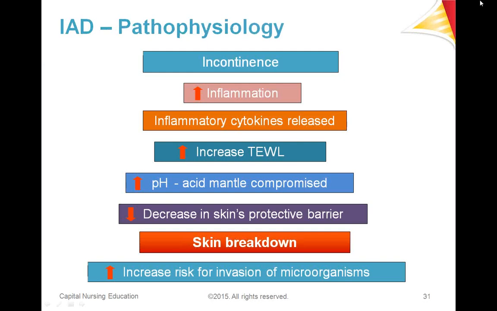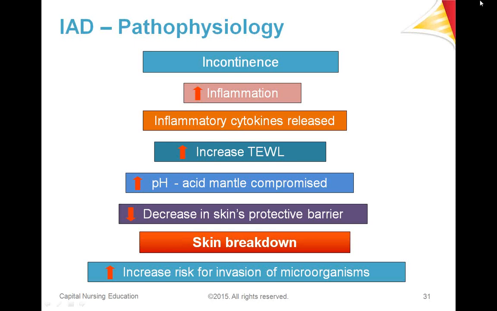Let's look a little bit at the pathophysiology of incontinence-associated dermatitis. We know that more research is needed to be able to really clearly identify all of this, but we know that the skin changes occur when the skin has prolonged exposure to urine or feces. And double incontinence is even more of a disaster than being incontinent of urine or stool alone.